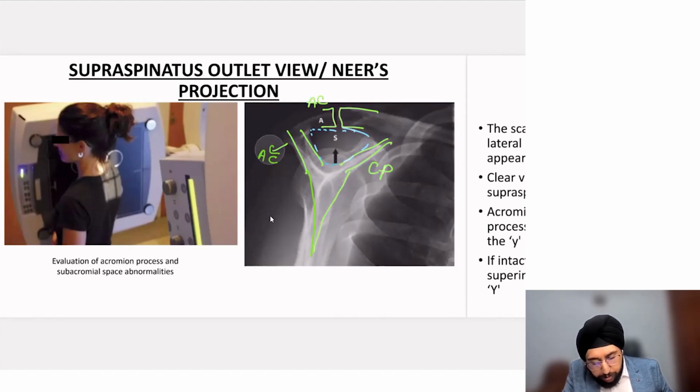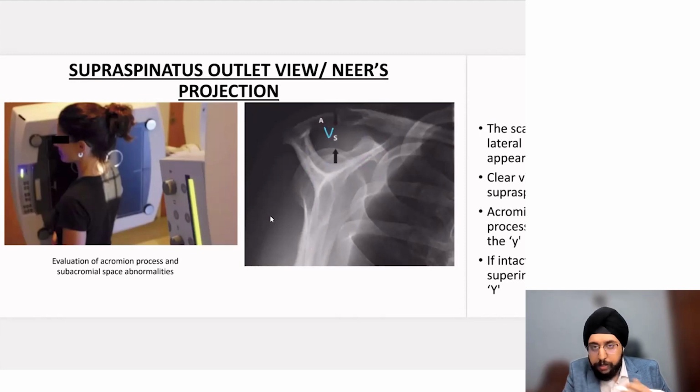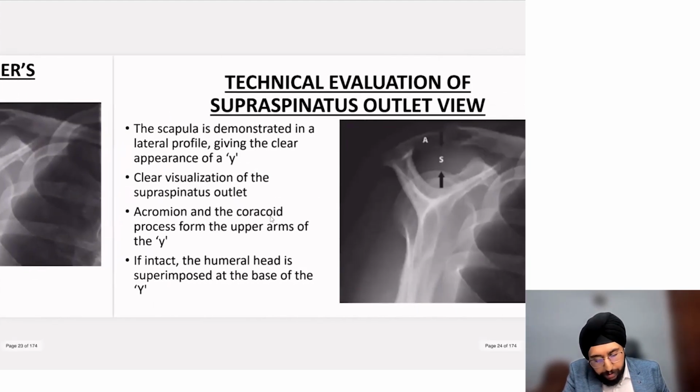So what things are all clearly visible? If there is some spur here, that will easily be seen. If there is inferior downsloping of acromion, that is also easily visible. So any bony factors which can lead to the reduction in the supraspinatus outlet space will be easily visible on this view. Okay.